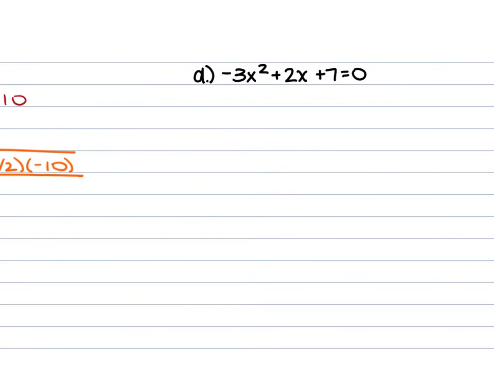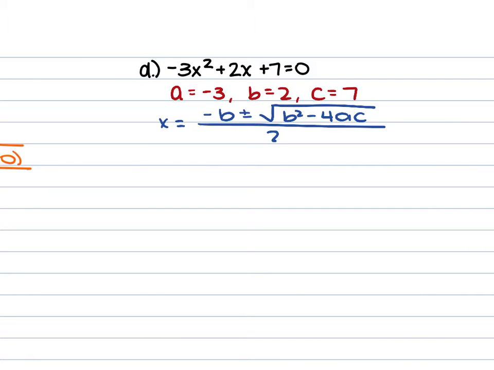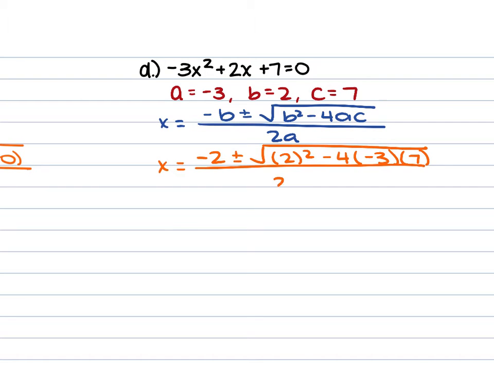For example D, we have negative 3x squared plus 2x plus 7 is equal to 0. So if I identify my a, my b, and my c, my a is going to be negative 3, b is going to be 2, and c is 7. Again, I'm plugging this into our quadratic formula, which is negative b plus or minus the square root of b squared minus 4 times a times c, all over 2 times a. So plugging these values in, we have negative 2 plus or minus the square root of 2 squared minus 4 times negative 3 times 7, all over 2 times negative 3.